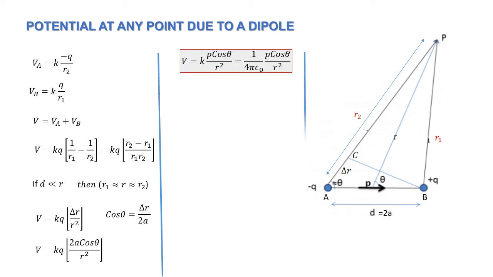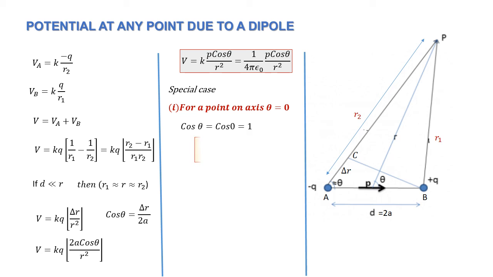We can come to some special cases. Suppose using the above formula, you want to derive the potential on the axis. If a point lies on AB extended, if you extend AB and choose a point P on it, that will become a point on the axis. So under special cases, we take first a point on the axis. Theta will be 0 and you know cos 0 is 1. So the above equation can be written as V is equal to 1 upon 4 pi epsilon naught, p upon r square, because cos theta has become 1. So V is equal to KP upon r square.